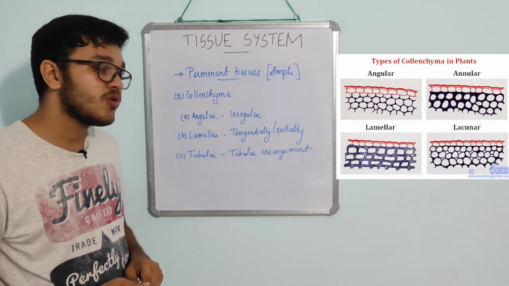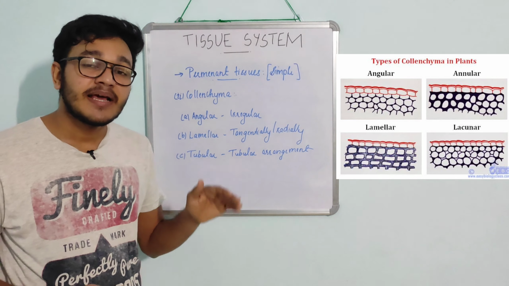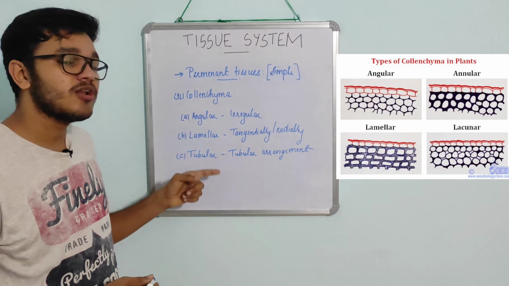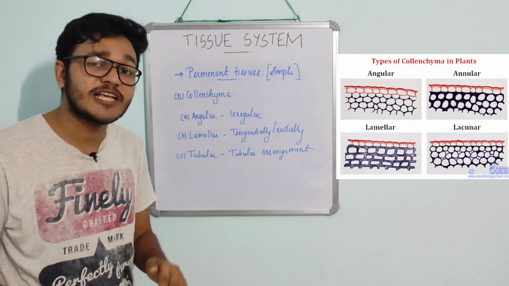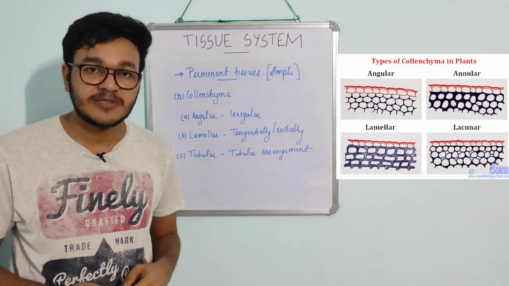The third one is tubular, in which the cells are arranged in tubular arrangement, and the main feature is that there is intercellular spaces in some plants. So in first two, that is the angular and lamellar arrangement, there is no intercellular space, but in the tubular or lacunar type, there is intercellular spaces in some plants.